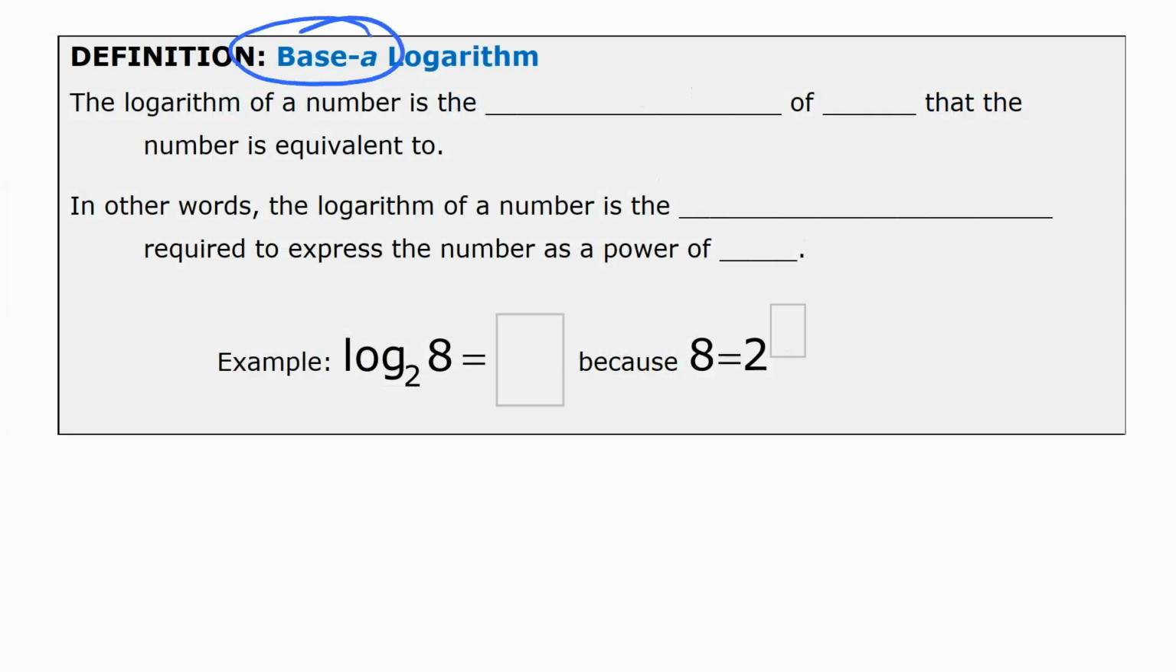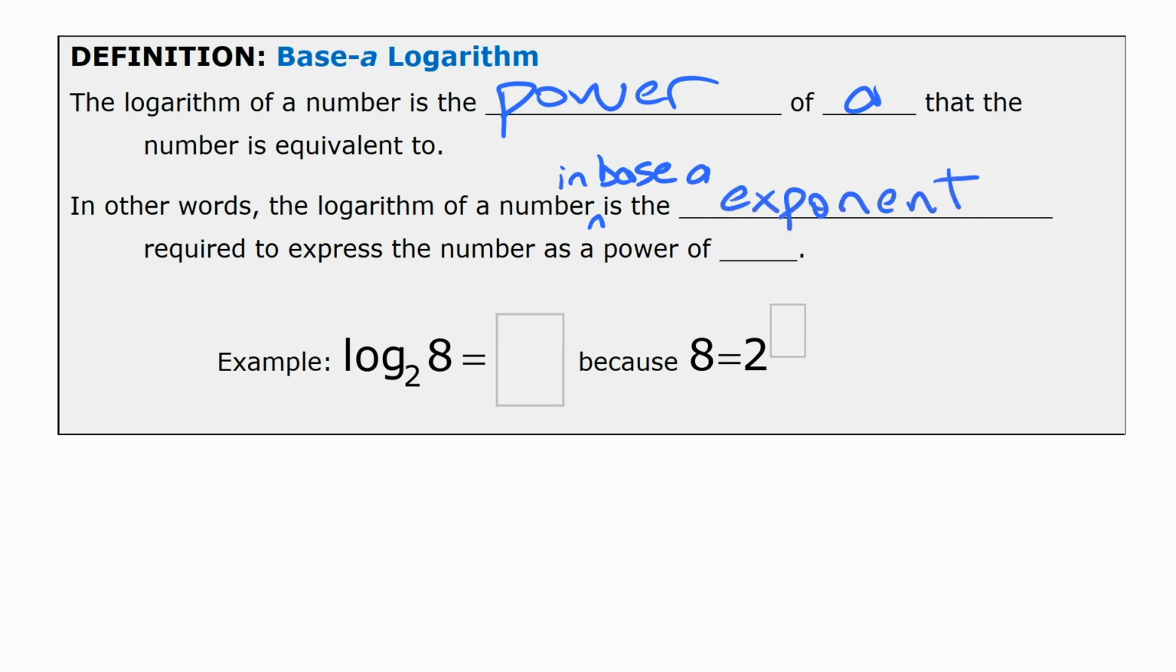So for base A logarithms, any base, just as for common base 10 logarithms, the logarithm of a number is the power of the base A that the number is equivalent to. Or in other words, the logarithm of a number, in base A, is the exponent that you need in order to express that number as a power of A, the base. All right, and an example that we are hopefully pretty familiar with: log base 2 of 8 is equal to 3 because 8 equals 2 to the third.